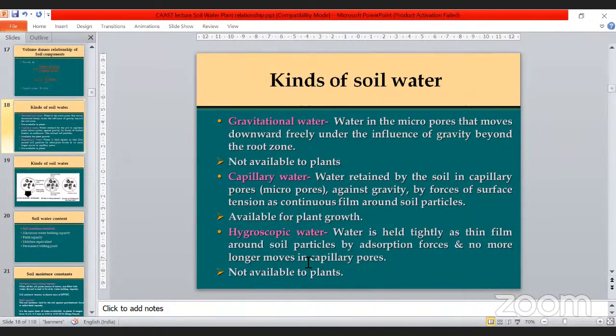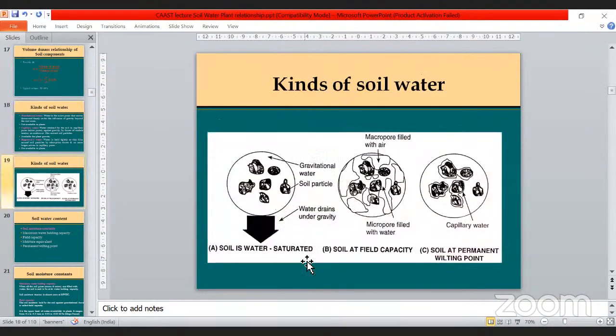Then the hygroscopic water, which is held tightly as a thin film around the soil particles. It is again not available to plants because that water is held by the soil particle, and it is very hard to extract that water. That is called the hygroscopic water. So this is also not available to the plants. So basically amongst these three, the capillary water is very important.